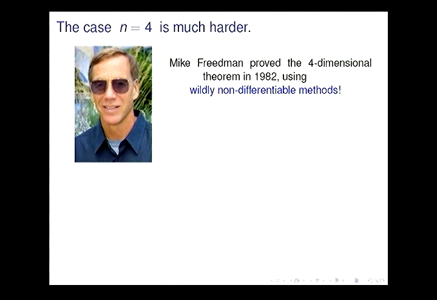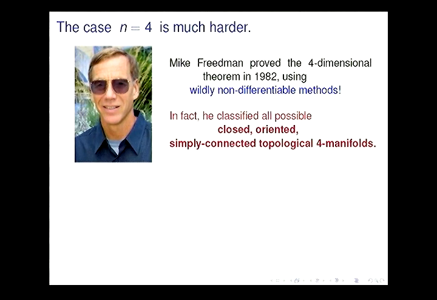So in 1982, he proved that the Poincare hypothesis is true in dimension 4. And unlike the other arguments, he didn't work with smooth or piecewise linear objects at all. His proof was purely topological and used very wild topological arguments, very complicated. In fact, his arguments are strong enough to classify all closed-oriented, simply connected four manifolds. Simply connected is the description of the property that every loop can be shrunk to a point.